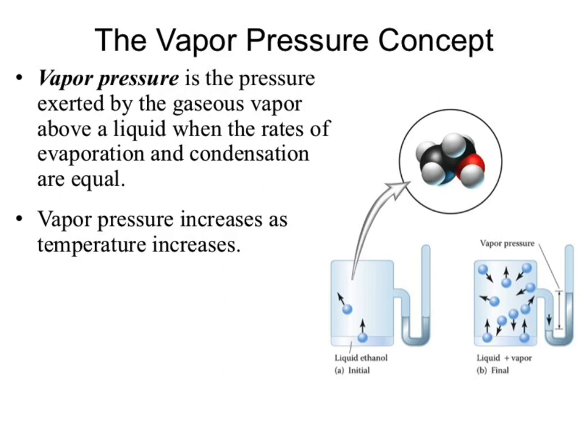The vapor pressure will increase with an increase in temperature because it has to do with particle motion. The hotter it is, the more likely your particles move, the more likely you'll have a gas, which means the more likely they'll impact the sides of our container.